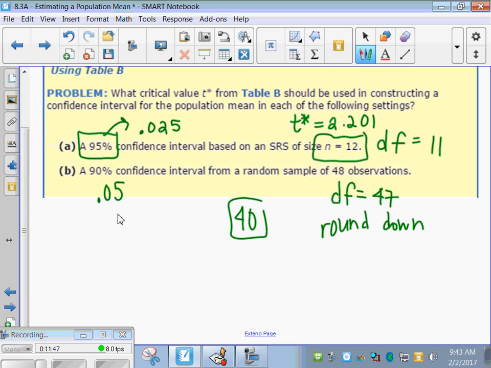Did you guys get 1.678? No? 1.684. Oh. I believe you. I must be looking at my calculator one, probably. All right. So there's from table B. Okay, now let's try it on our calculators.